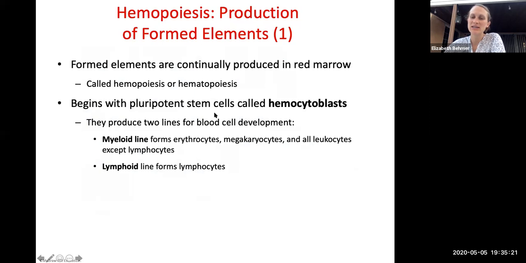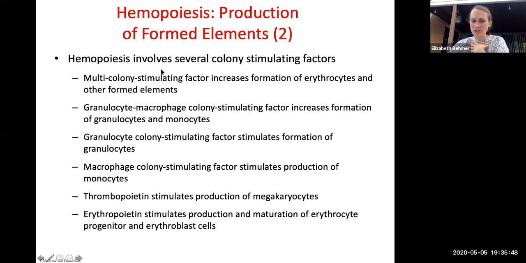Formed elements are continually produced in your red bone marrow, and we call the forming of blood cells hemopoiesis. It begins with a pluripotent stem cell called a hematocytoblast, and these are like stem cells, so they can go one way or the other. The myeloid line will form one set, and the lymphoid line will form your lymphocytes. I won't ask you again too many questions about this.